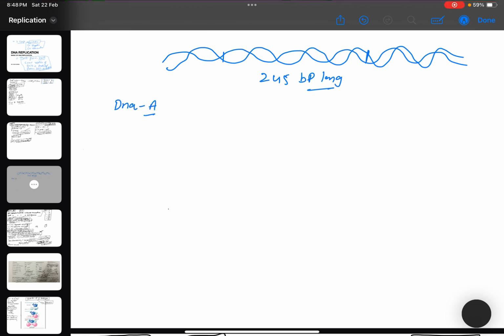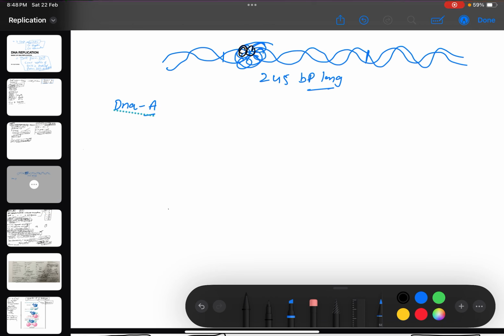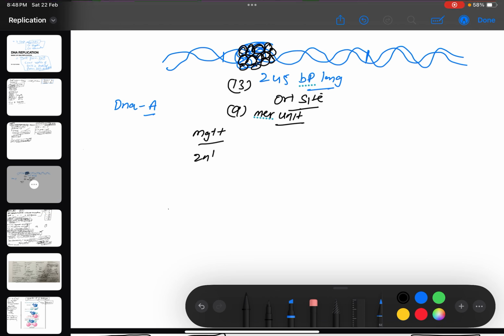DNA A protein comes and binds to these 13mer units of a DNA strand in an origin of replication site, the ORI site. It binds to the 13mer and also interacts with the 9mer units. It requires divalent ions, Mg2+ or Zn2+, and interacts with the hydrogen bonds in the 9mer units, and also with ATP.